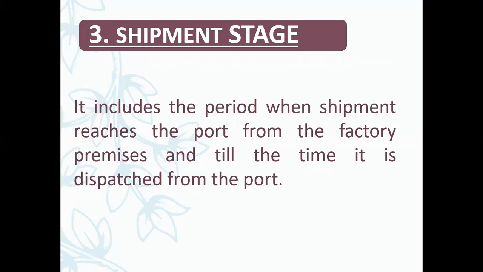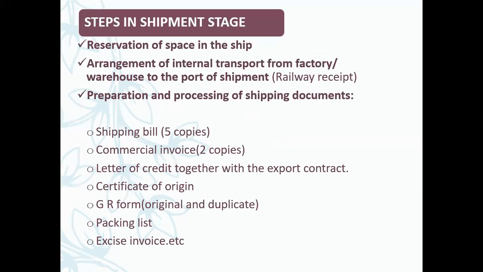Coming on to the third stage, we have the shipment stage. That is the part when the shipment reaches the port from the factory premises until the time it is dispatched from the port. What are the various steps in the shipment stage? First of all, the reservation or booking of shipping space. That is, we have to book space in the ship. Next, arrangement of internal transportation up to the port of shipment.